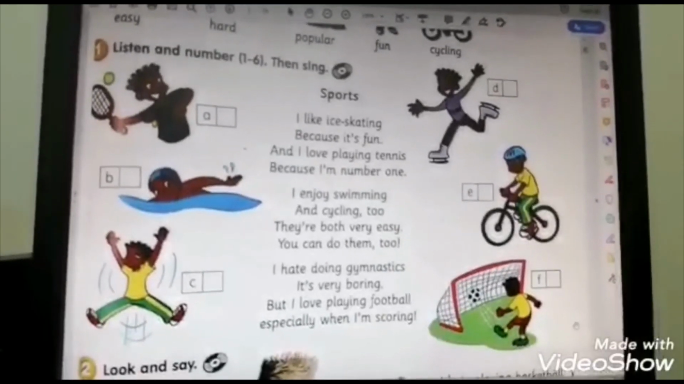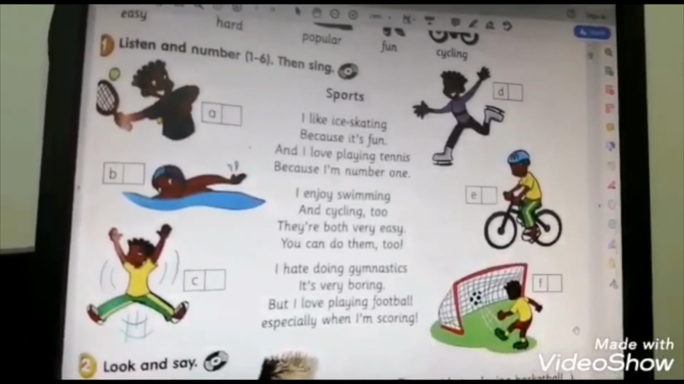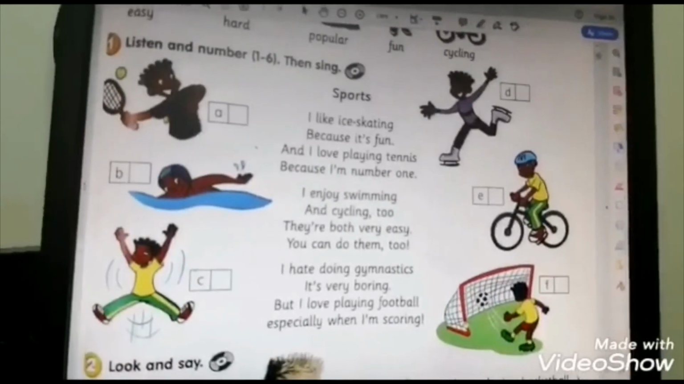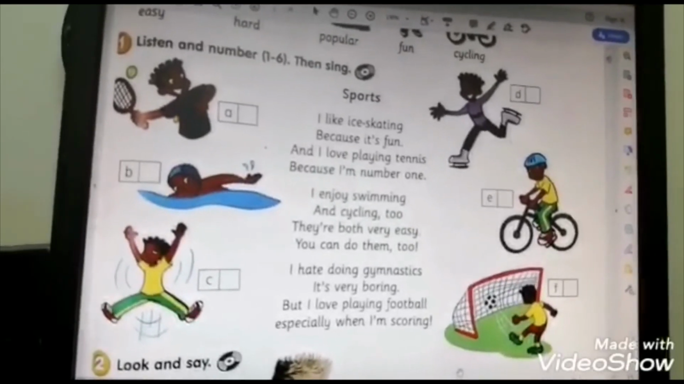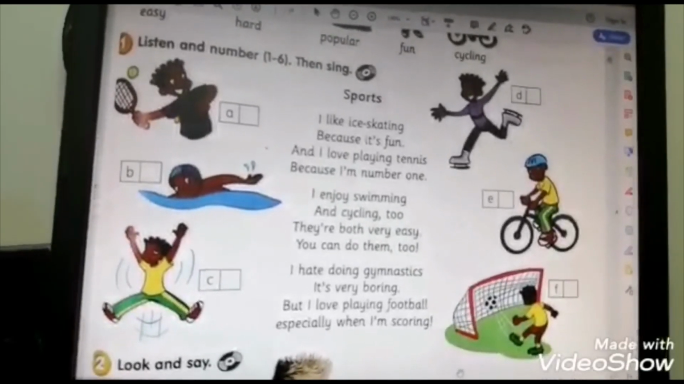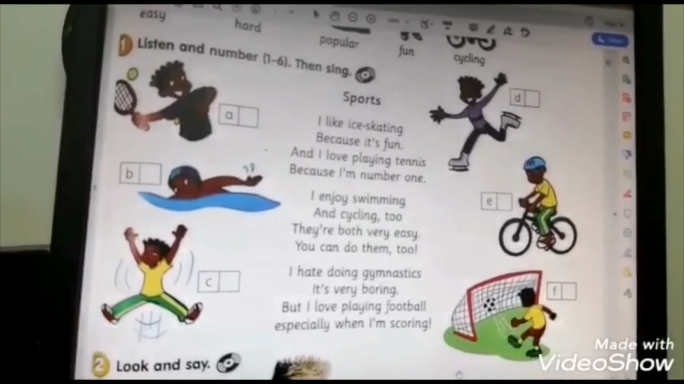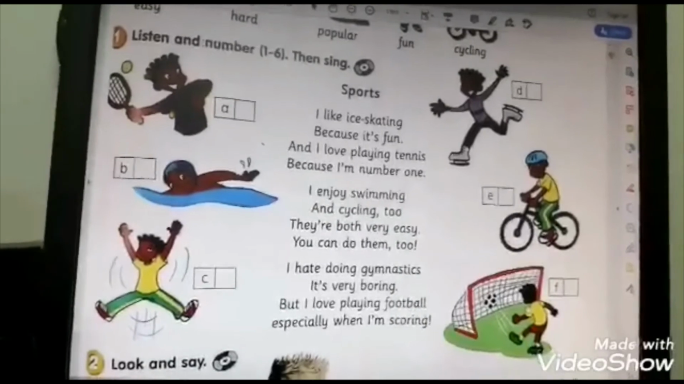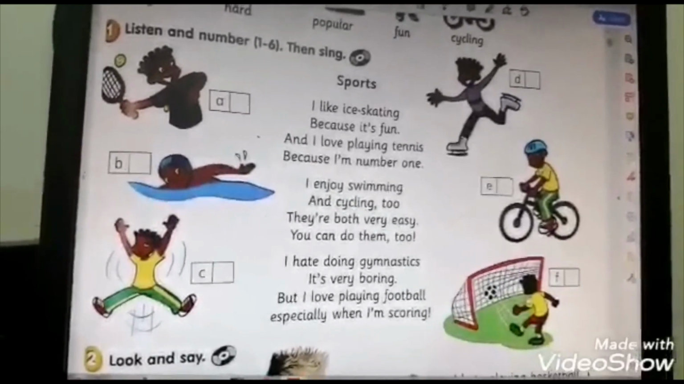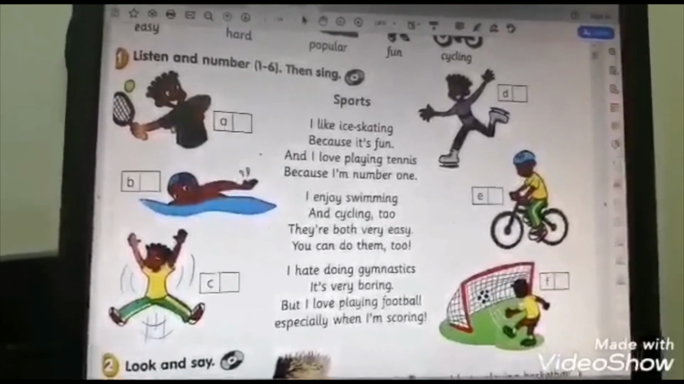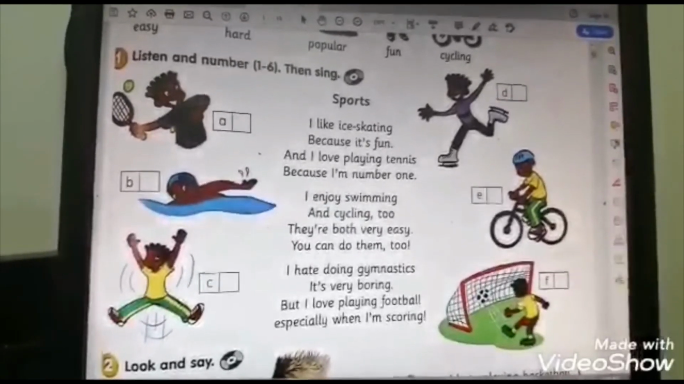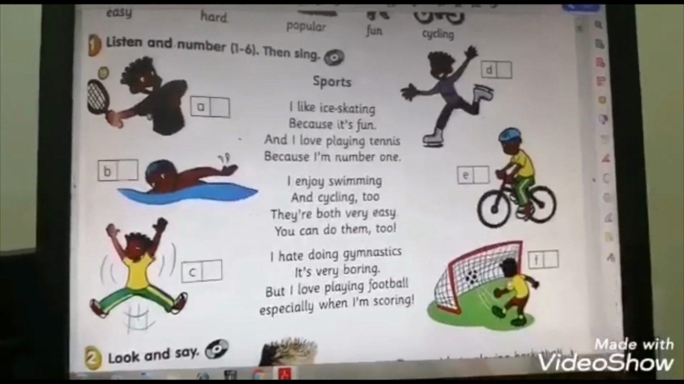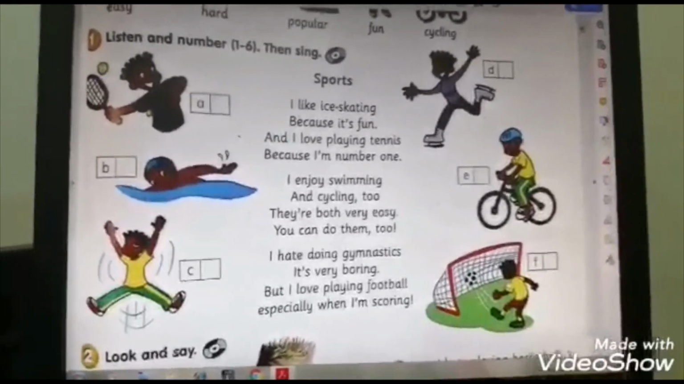So look at A, what he is doing. Yes, well guess, he is playing tennis. B, he is swimming. C, gymnastics. D, ice skating. E, cycling. And F, playing football. Now you are going to listen to a song. While listening to the song, you can number the pictures in order 1 to 6. Are you ready? Yes.